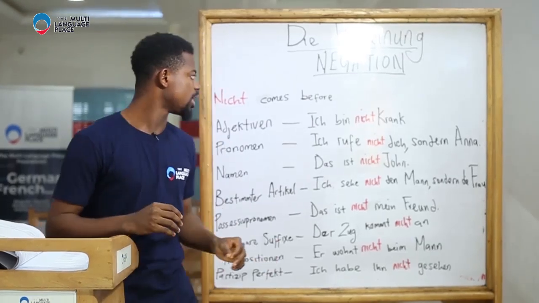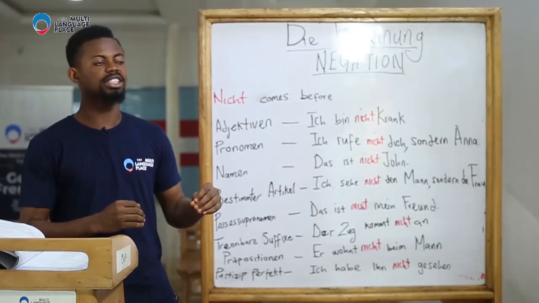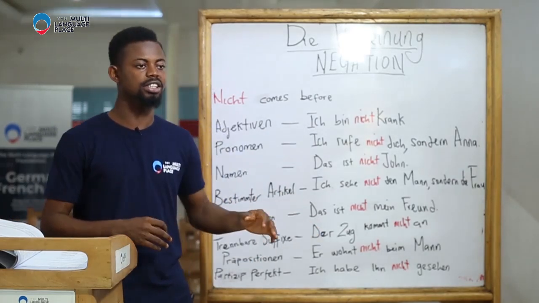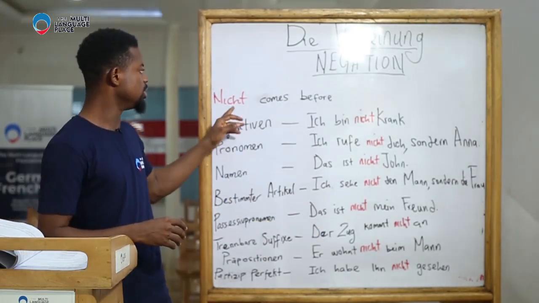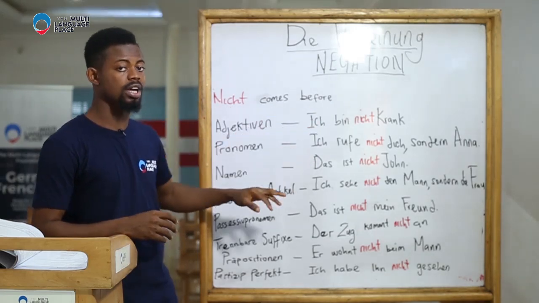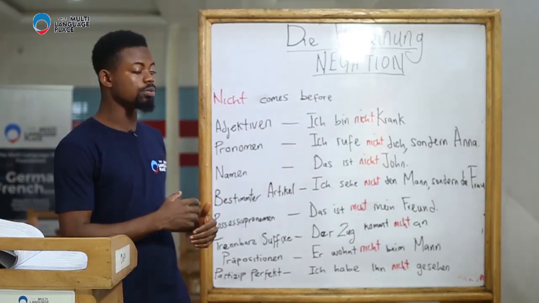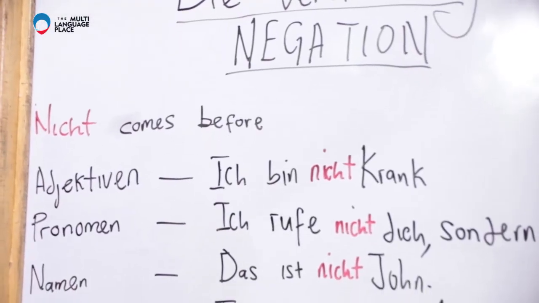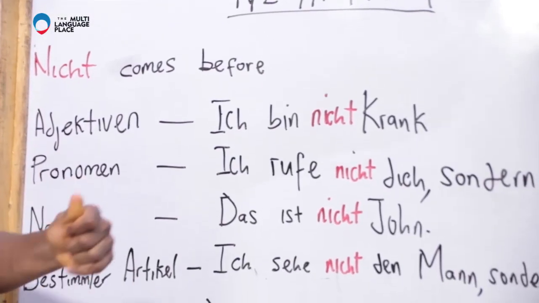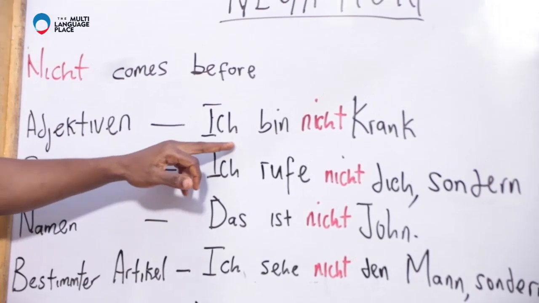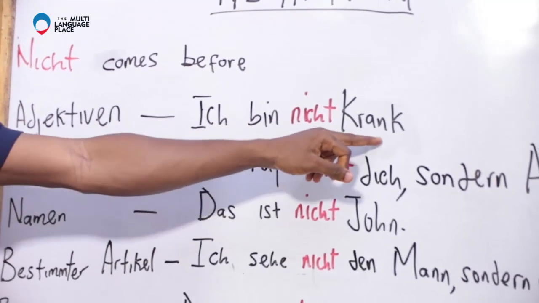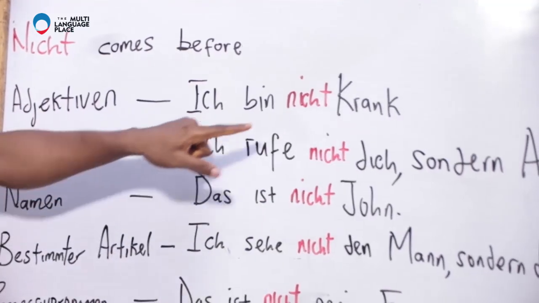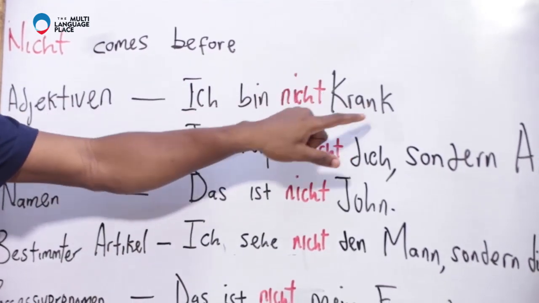Okay, so how do we place nicht in a sentence? Where will be the position of our nicht in a sentence? Nicht comes before certain things. What are the things that nicht will come before in a sentence? Adjectives: if you have an adjective, nicht has to come before the adjective. Look at our sentence: Ich bin nicht krank. This is an adjective here. Nicht has to come before the adjective.